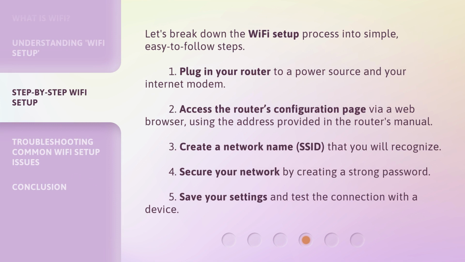Let's break down the Wi-Fi setup process into simple, easy-to-follow steps. 1. Plug in your router to a power source and your internet modem. 2. Access the router's configuration page via a web browser, using the address provided in the router's manual. 3. Create a network name, SSID, that you will recognize. 4. Secure your network by creating a strong password. 5. Save your settings and test the connection with a device.